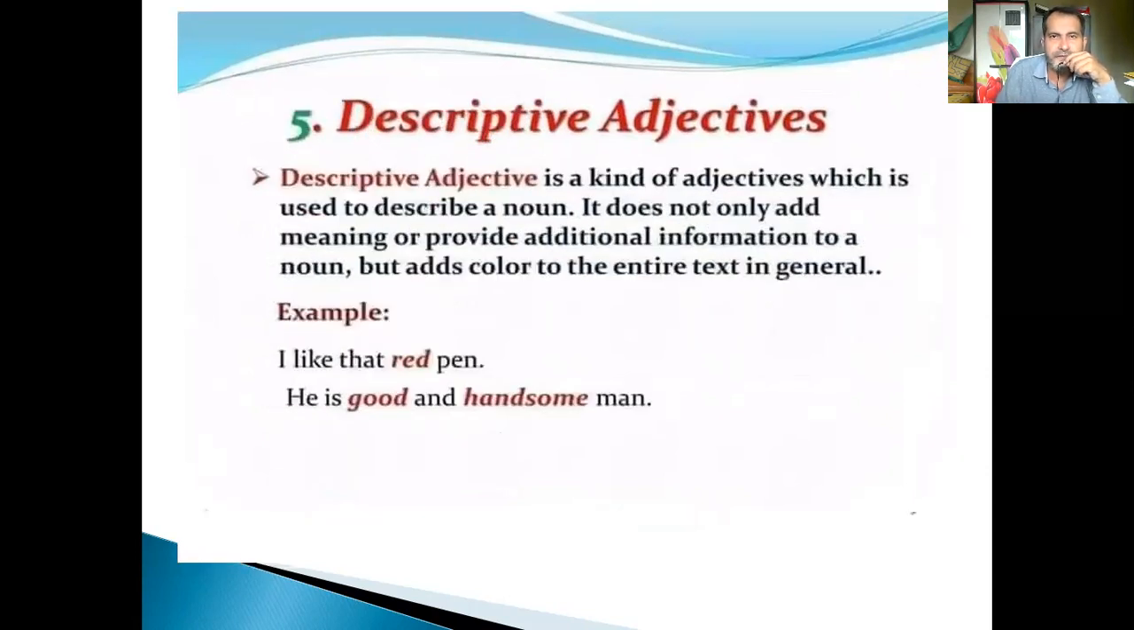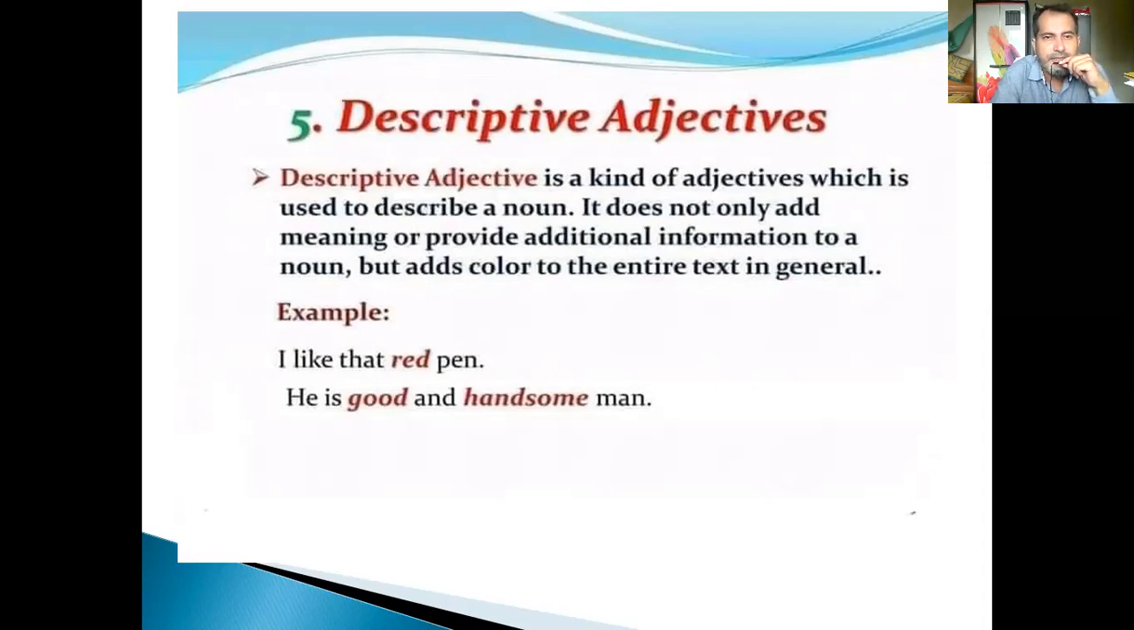Now, descriptive adjectives. A descriptive adjective is a kind of adjective which is used to describe a noun. This is a very common adjective. You all know that if I say I have a white car, in this sentence white becomes the descriptive adjective, because white describes the car. What's the condition of the car, what type of car I have. So this white is used for the noun car. That's why white becomes the descriptive adjective.